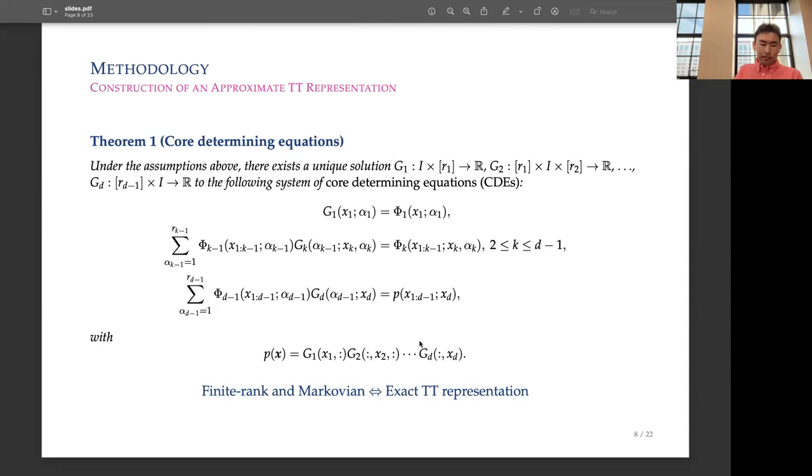But let's discuss more about this system of CDEs. So first of all, the dimensions of these CDEs grow exponentially in this k. So suppose each xk has n possible values, then the k's CDE requires almost n to the k minus one equations here. So as you can see, it's the phi k minus one of x one to k minus one. So that's n to the k minus one equations in just one CDE here.